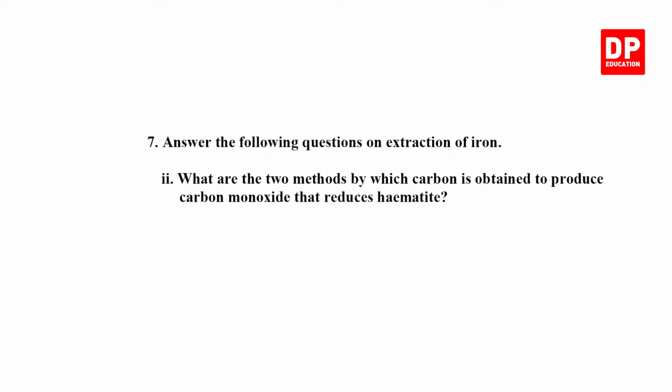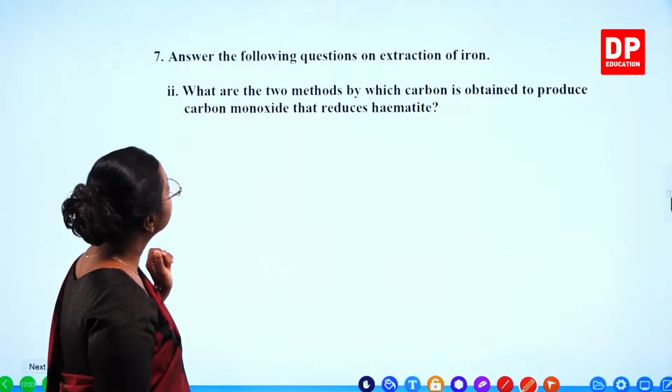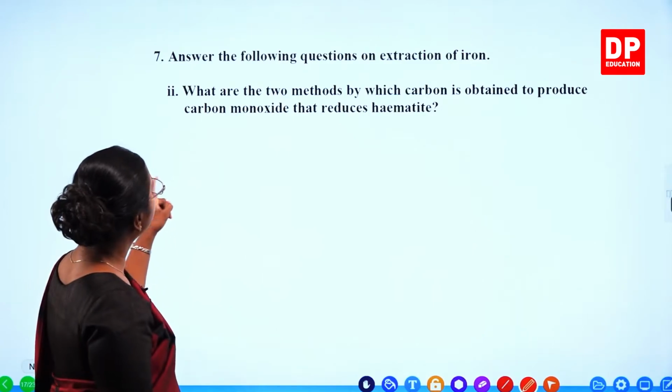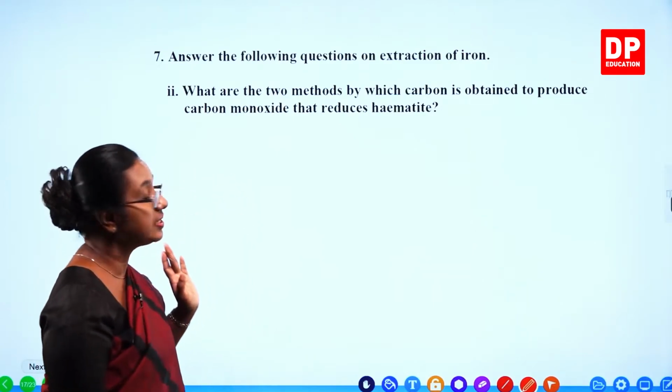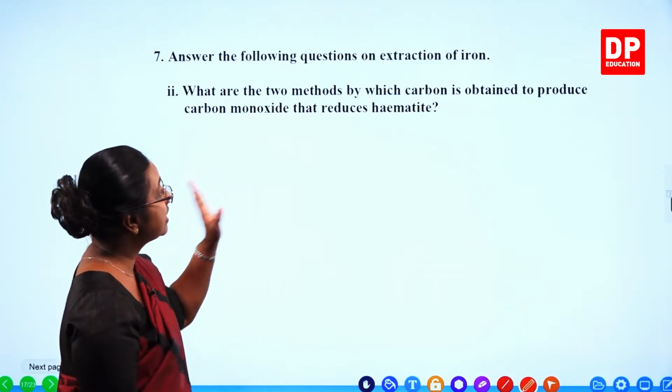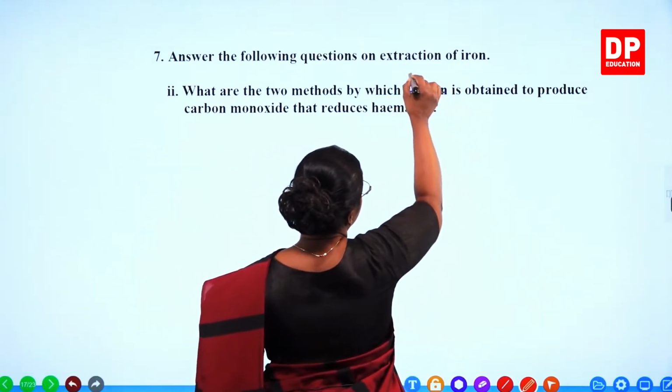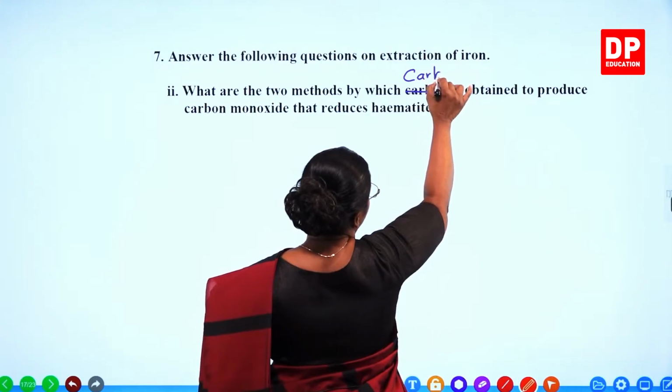Answer the following questions on extraction of iron. The second part of it. What are the two methods by which carbon is obtained to produce carbon monoxide that reduces hematite? Here students, there is a mistake in the question. This should not be carbon, it has to be carbon dioxide.